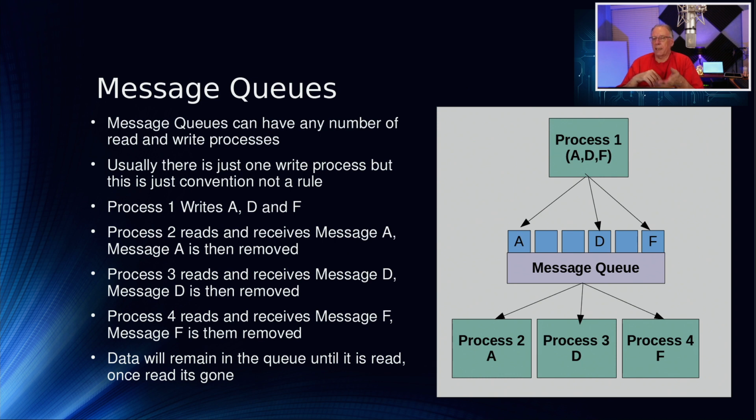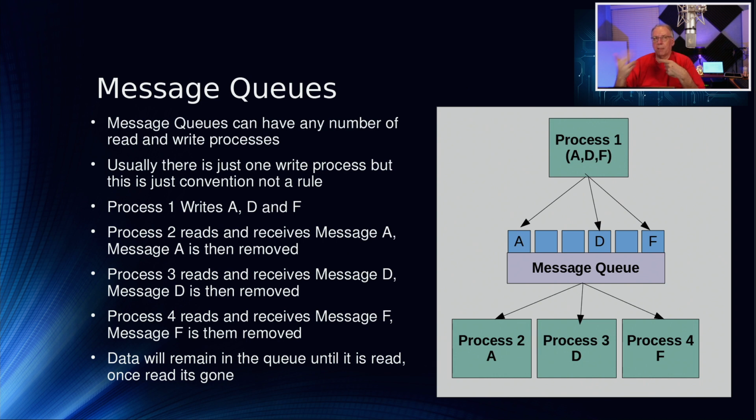Let's say that process 1 writes an A and a D and an F, and that gets stacked onto the queue. I don't know what these other messages in there are. There might be more. But process 2 comes along, does a read, and pulls A off. Process 3 comes along and reads the next message in the queue, because A is now gone.